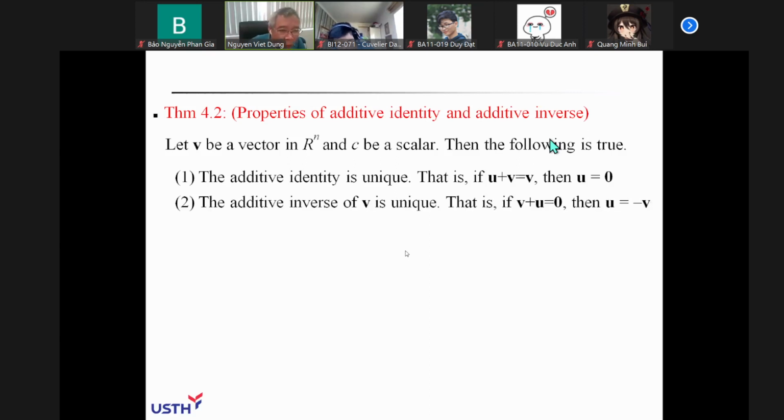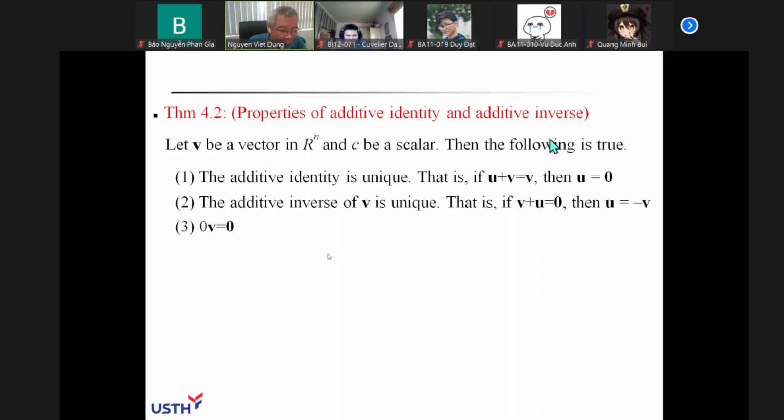The second property says that the additive inverse of V is unique. It means that if you take V plus U and it equals 0, then U must be minus V. U must be negative V. That is, you cannot find any other vector than negative V so that when you add V, you get the zero vector. So that is it.